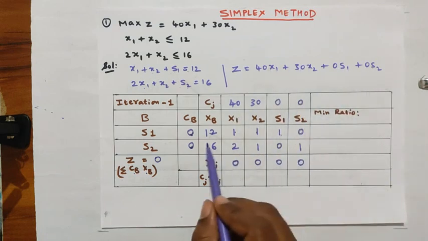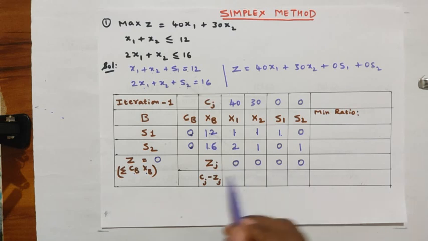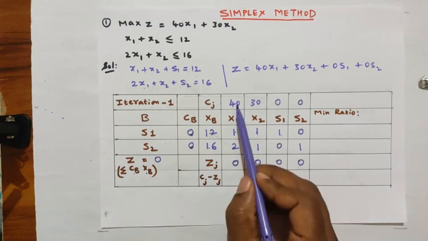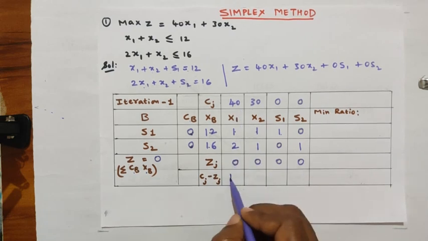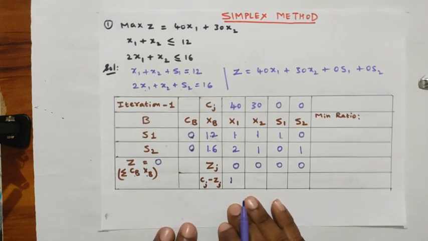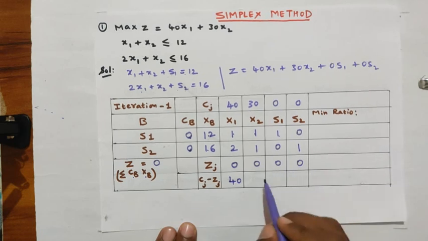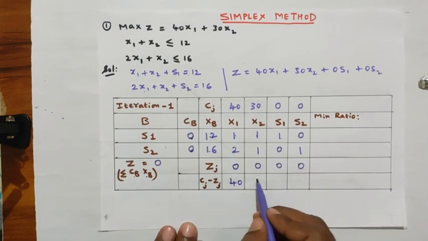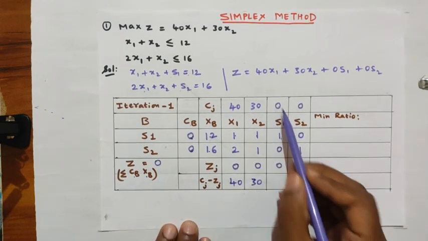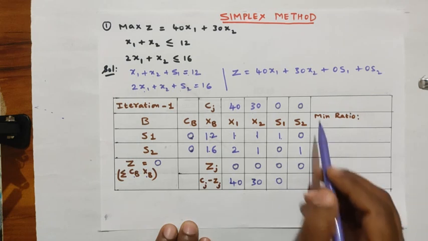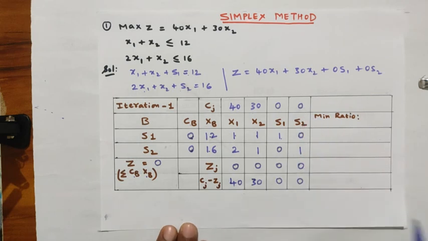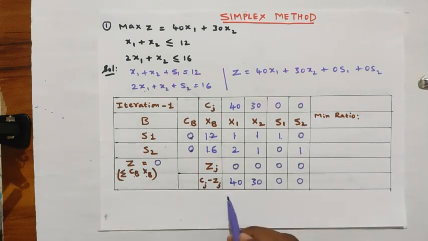And Zj we have calculated here, all zeros. So Cj minus Zj: 40 minus 0 is 40. Similarly, 30 minus 0, we will get 30. And 0 minus 0, 0. 0 minus 0, 0. And if you observe the values of Cj minus Zj: 40, 30, 0 and 0.